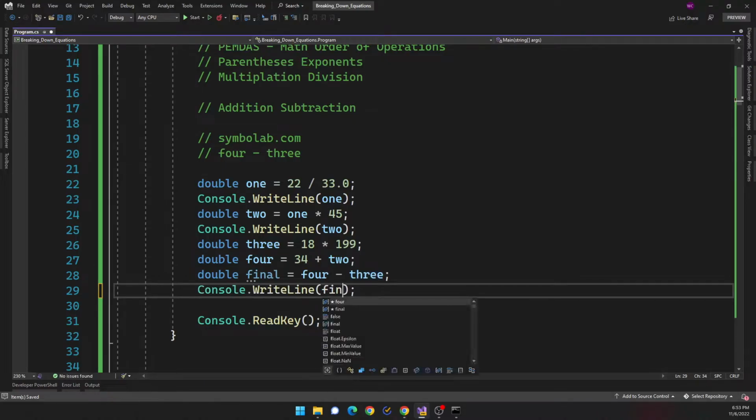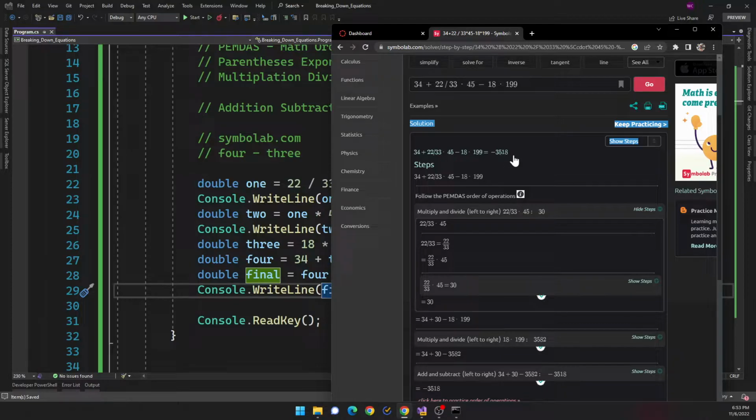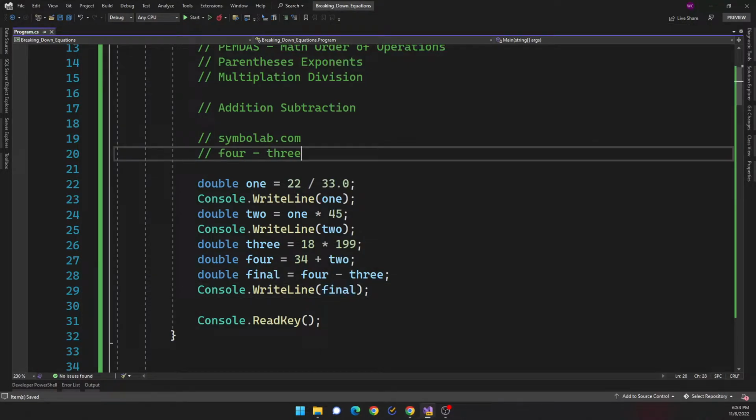And now let's display our final result. Remember, we were looking for negative 3,518. Let's go ahead and run our code.